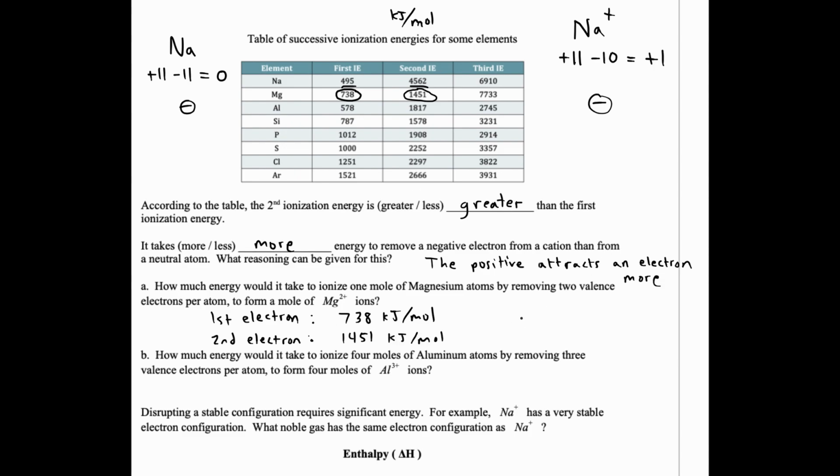So let's add them together. I get 2189 kilojoules per mole. So when they ask how much energy does it take, the answer should be written as 2189 kilojoules.